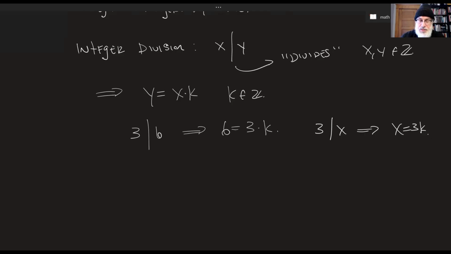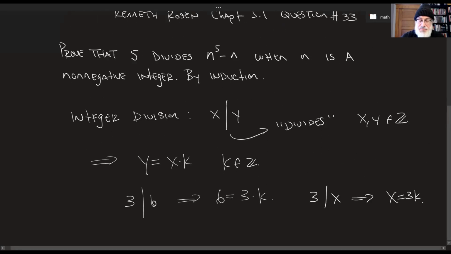And so when we are proving that 5 divides n to the fifth minus n, what we want to show is that n to the fifth minus n is equal to some integer multiple of 5. So in other words, if we do this correctly, at the end, we should have n to the fifth minus n is equal to 5 times some integer.